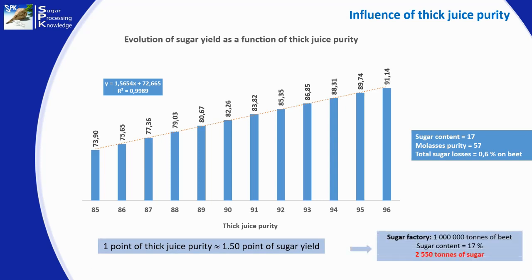This means that for a sugar factory that processes 1 million tons of beet per campaign at a sugar content of 17%, 1 point of thick juice purity corresponds to 2,550 tons of sugar.